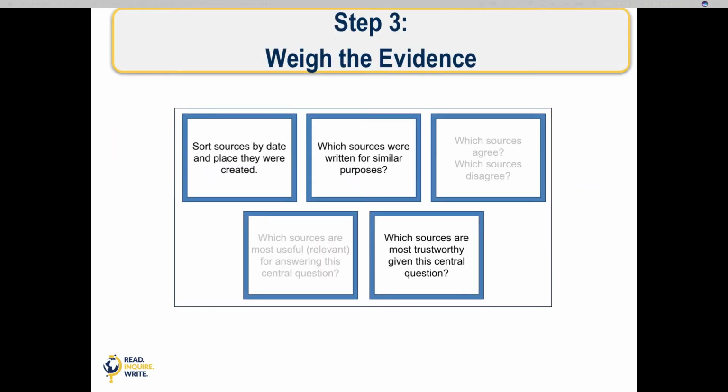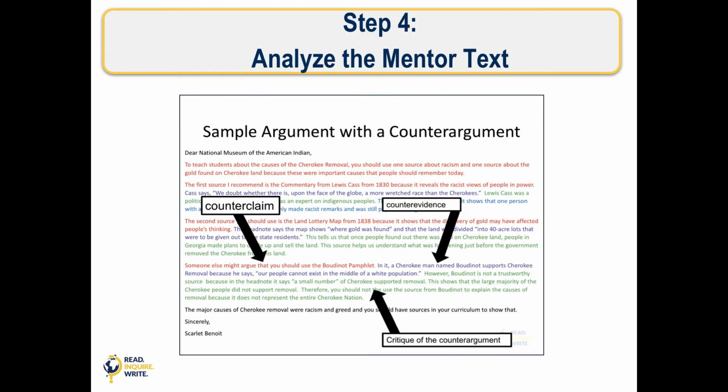In step 3, you will weigh the evidence presented in the sources about the abolitionists. You will begin by sorting the sources based on your understanding. Then you will construct and discuss the arguments based on what you have learned from these sources.